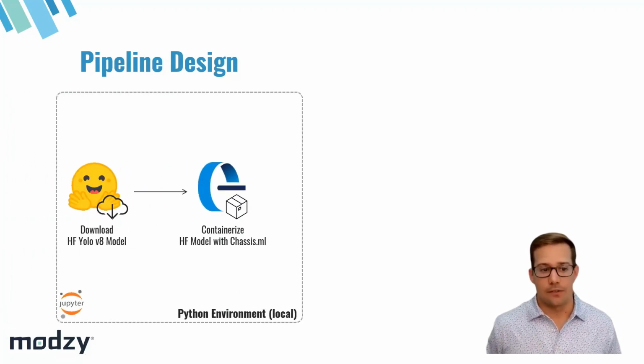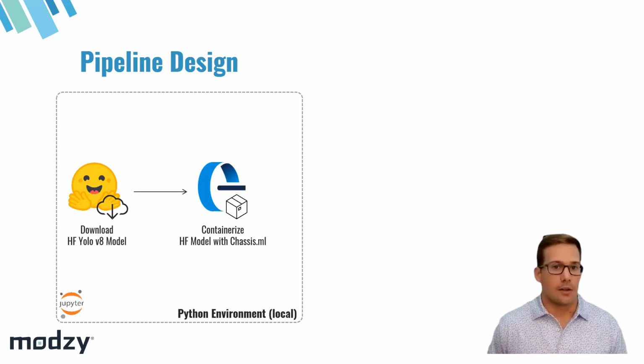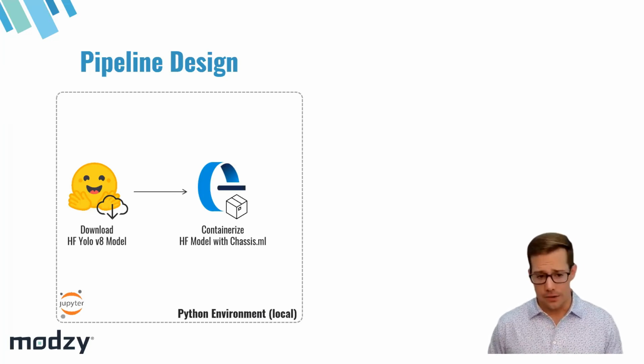Okay, so the pipeline itself. What we'll be doing today, I'll have a Jupyter notebook open, so just a local Python environment on my machine. And what we're going to do is take some YOLO V8 model that we'll find on Hugging Face, and we'll use this open source package I mentioned earlier. It's called Chassis.ml. So the goal behind Chassis is to enable data scientists and machine learning engineers with the tools they need to operationalize models, the ones that they're really good at building, without having to know Docker or Kubernetes or how to build APIs and embed web servers into containers.